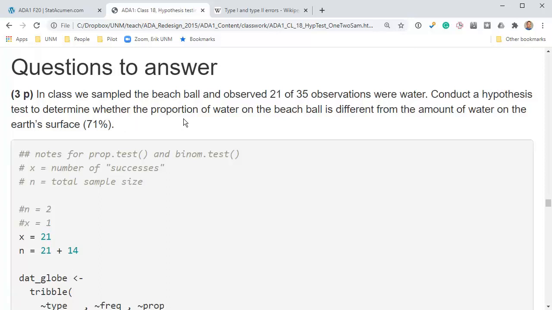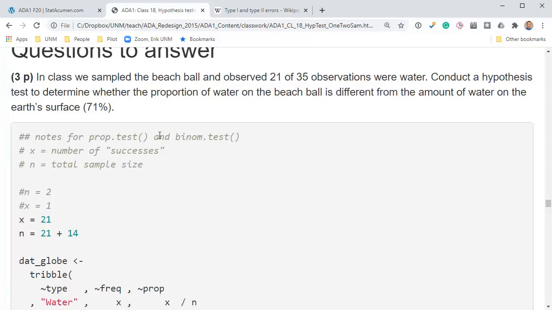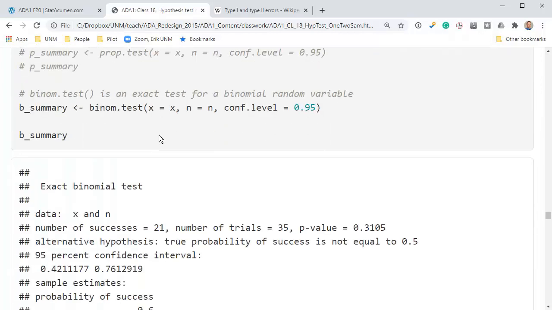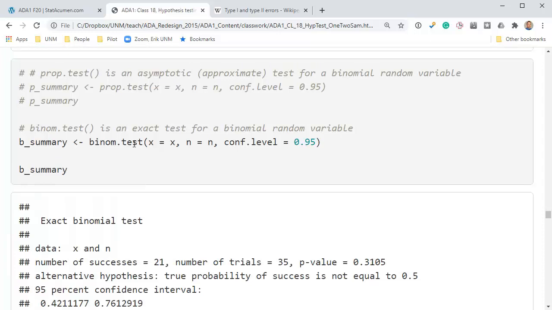And we want to know whether that beach ball's proportion is different from the true number. Different from means we've got a two-tailed test, and the proportion that we're testing is 71%. All right, so we created this little table of our data, and here is our binomial test.